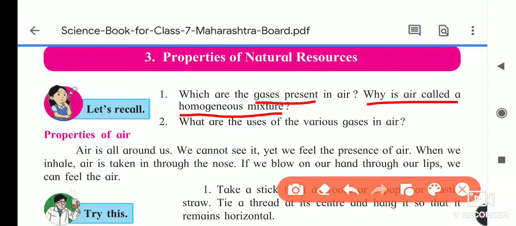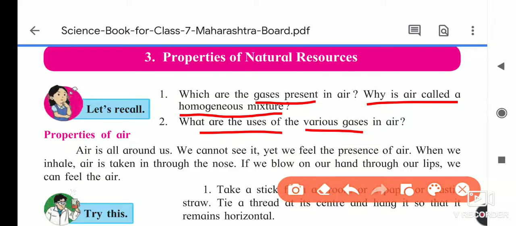What are the uses of various gases in air? First, we know that we use oxygen for respiration. For the existence of all living things, air is very, very important, and that is the use of oxygen that all living organisms take.